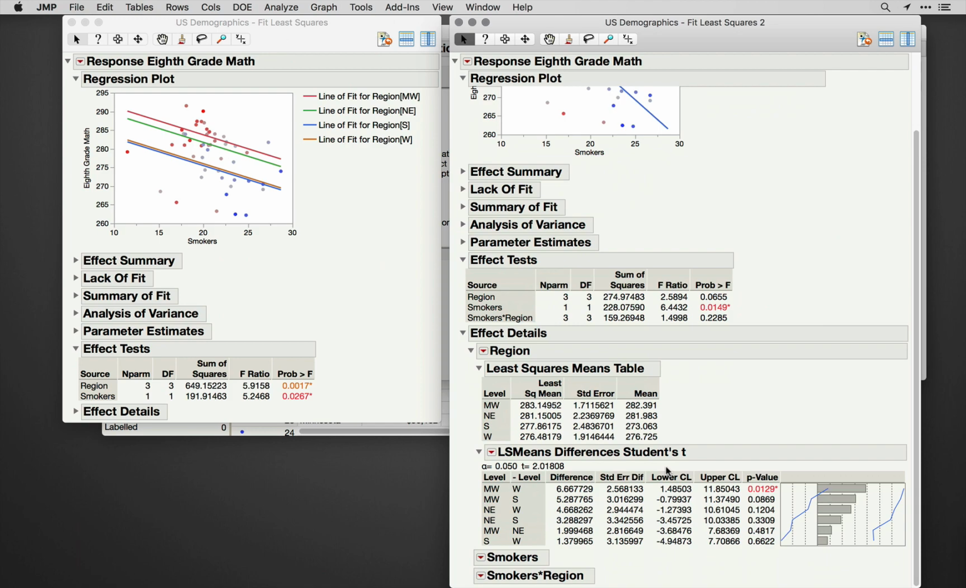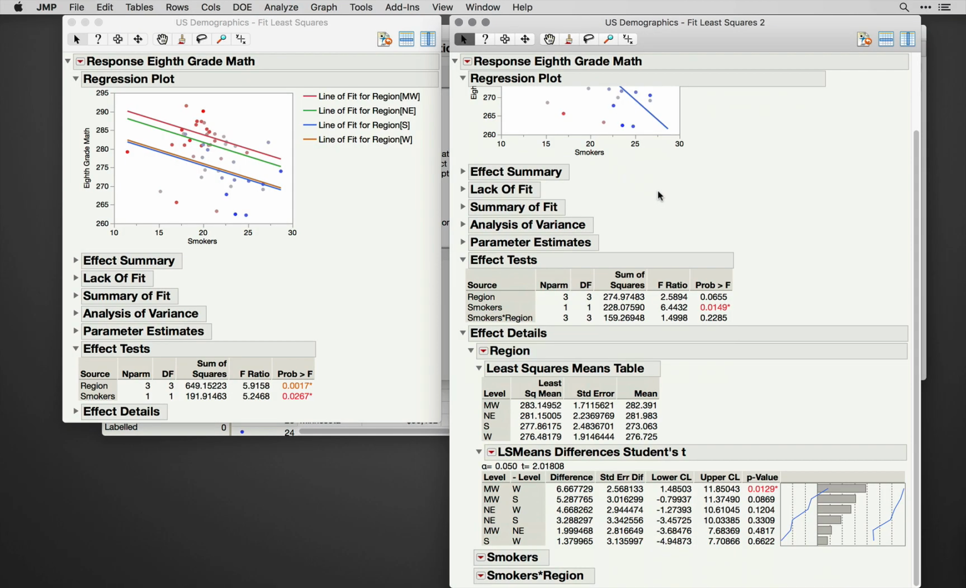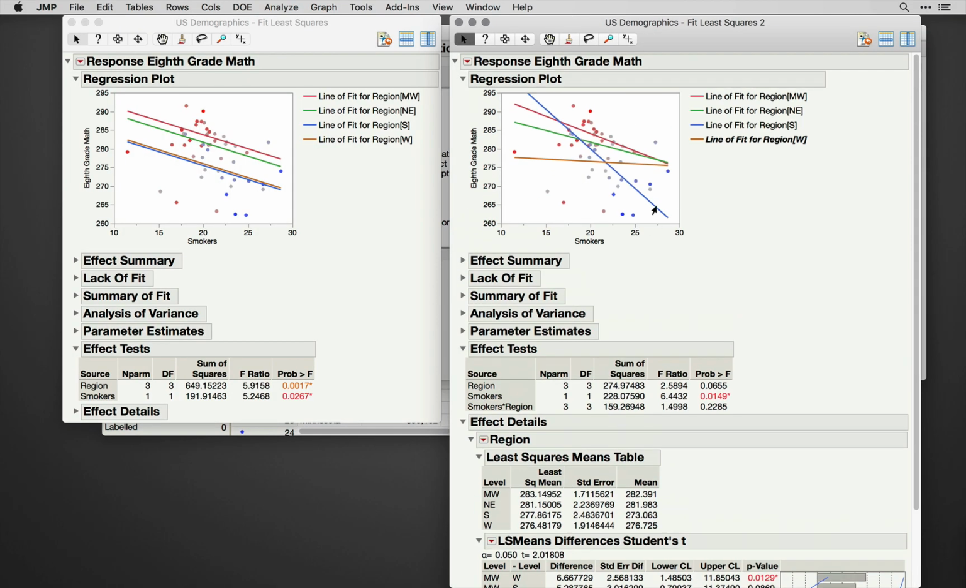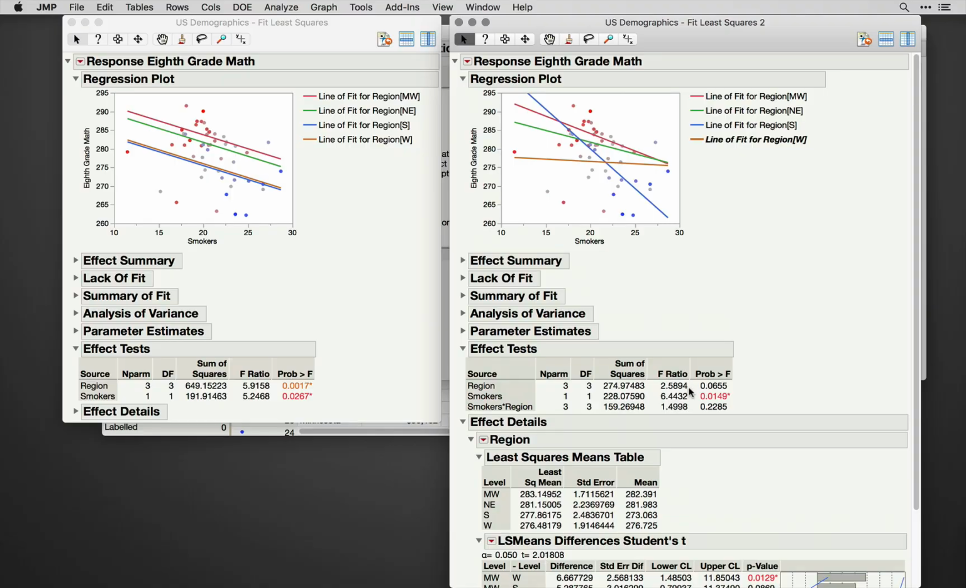So the least squares mean Student's t is just saying do it at the mean. Ignoring smokers, what's the difference between those two groups? Now, it's in the context of a model where we're taking into account the relation between smokers and 8th grade math, so the variance is being absorbed a little bit with that relation. But principally, it's the same test as if we didn't have smokers in the model. But what if we were interested in the test of those two regions at a different level of smokers? Well, it might not surprise you, given the context of this video, that you're going to be able to do that through a least squares means contrast.